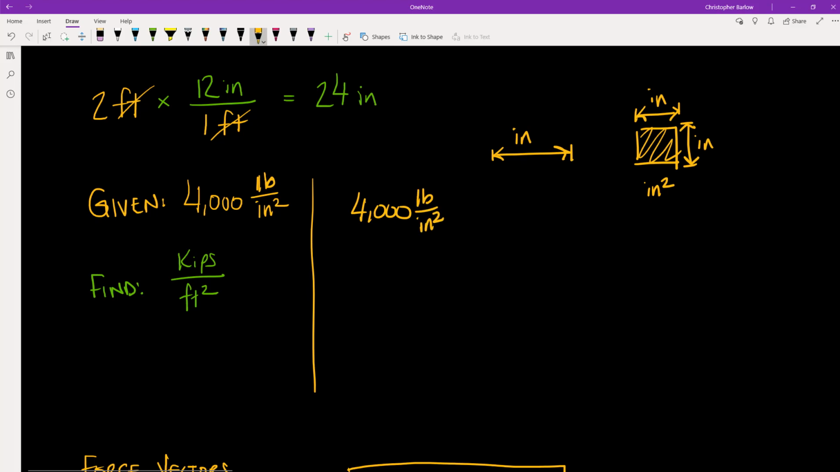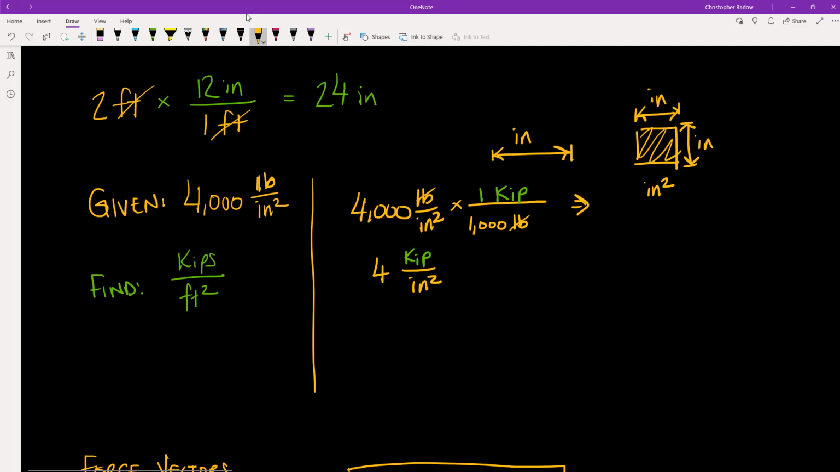Converting to kips is simple. We know that the ratio of pounds per kip is 1,000. And so we have 1,000 pounds for every 1 kip. And so our pounds will cancel out, and we'll be left with 4 kips per square inch.